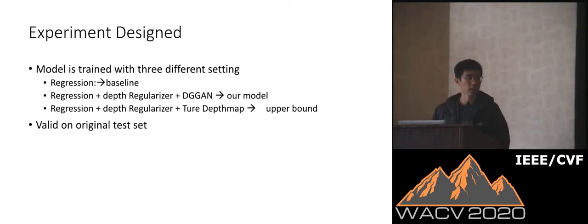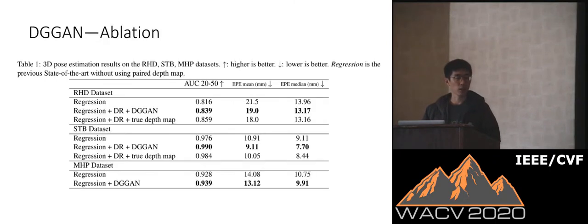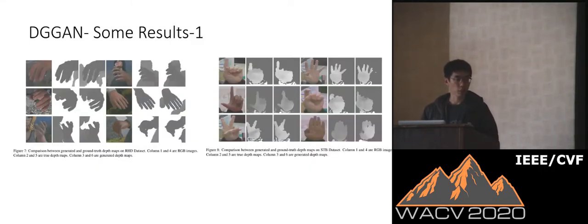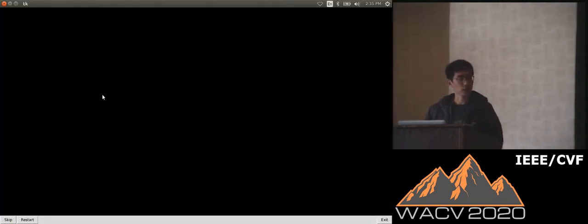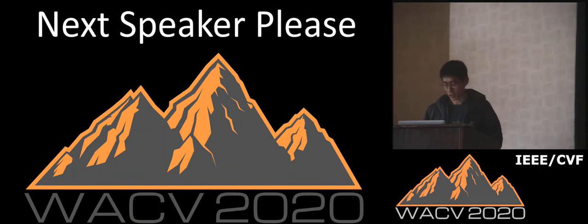Our experiment is designed as follows. First we use the regression part as a baseline, and using the depth regularizer, the depth map from our DGGAN as our result, and we use the true depth map as our upper bound. The result shows our model can be trained better when compared with the baseline, but still a little bit off.